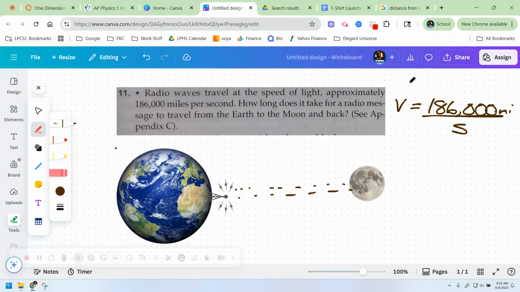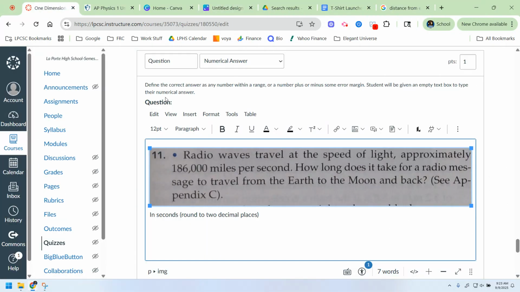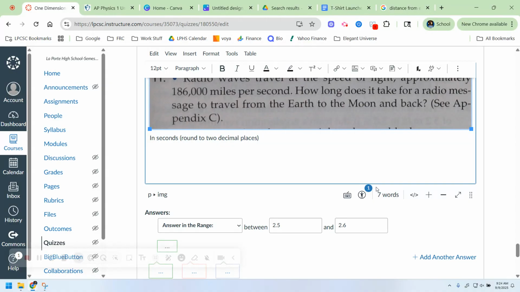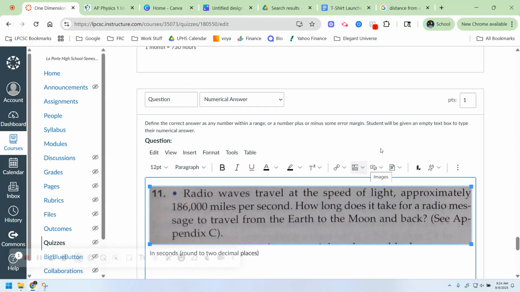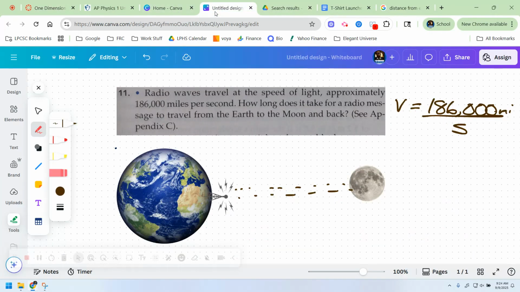So that's in miles. Then I have to look at the question itself and see what the final answer should be in. Round in seconds. Yeah, in seconds. How many seconds does it take? You could convert to meters, but since I'm really just trying to find the time, remember that distance is equal to the rate times the time. In this case, the rate is the velocity. And so we're solving for the time.